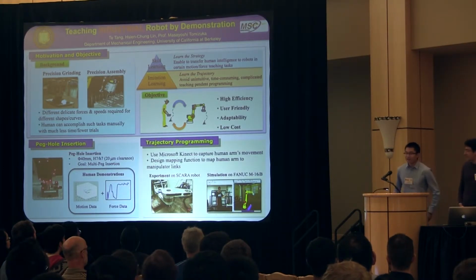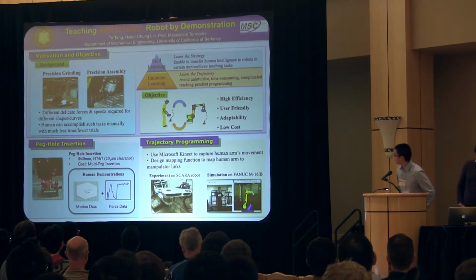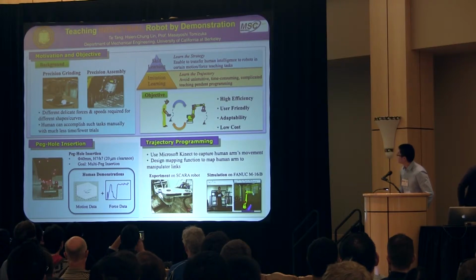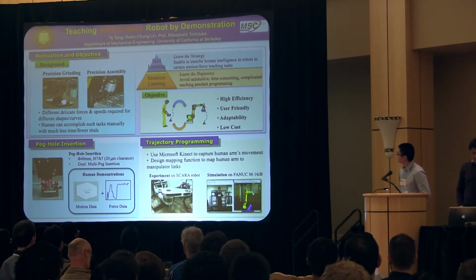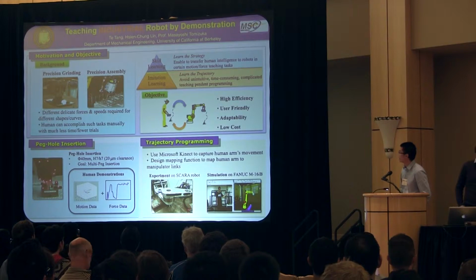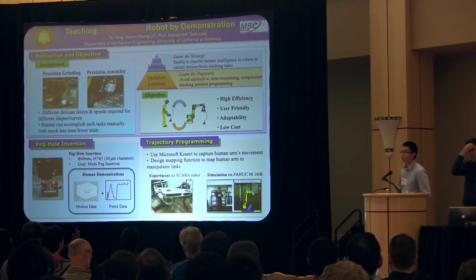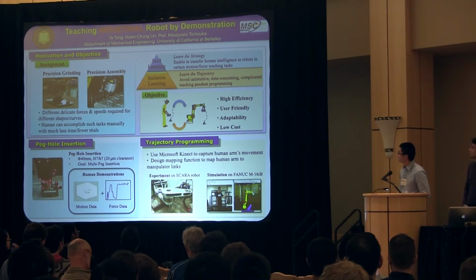Now we have that. Hello, my name is Te Tang from the MNC lab at UC Berkeley. Our poster title is Teaching Industrial Robot by Demonstration. What we want to do is to introduce the teaching-by-demonstration method into industrial robots to finish industrial tasks, such as precision grinding and precision assembly, which usually require very delicate force and trajectory tuning.